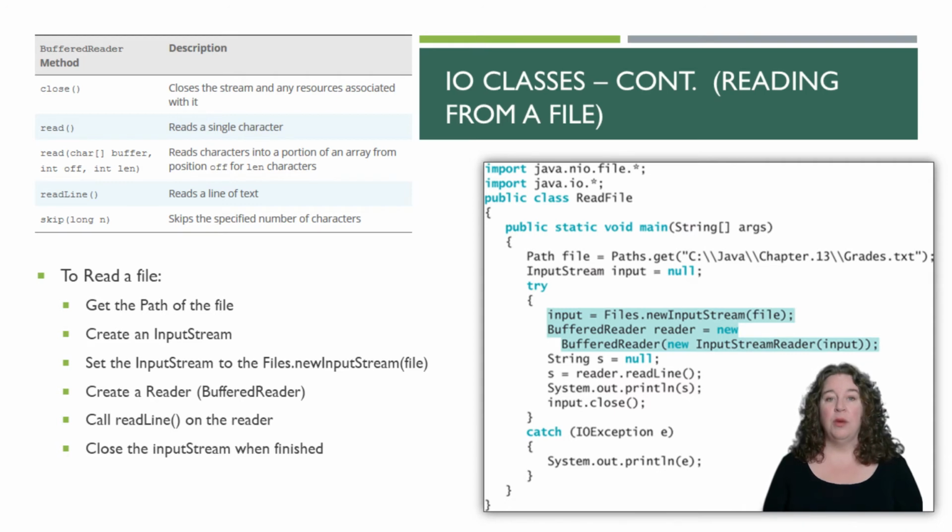So reading a file: go get the path, create your input stream, set the input stream equal to new input stream, create a reader, then be able to call read line on the reader. Close the input stream when you're done. In this case, we only had one line, so we didn't need to do very much. But you might be throwing this inside of a loop because you might want to be getting a lot of lines. If you have a whole subset of records in there, you're going to want to get all of them. So you're going to want to be doing this in a loop, some semblance of read line, read line, read line over and over again until you get all of the data that you need.